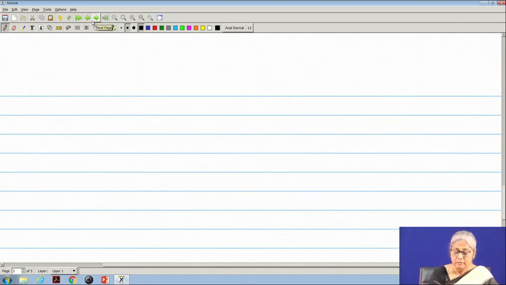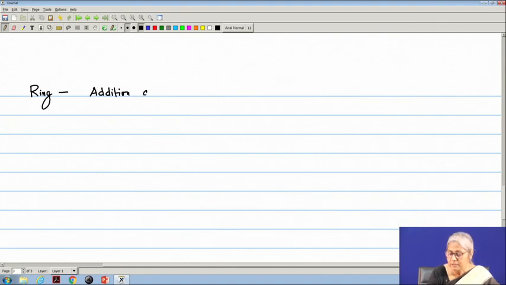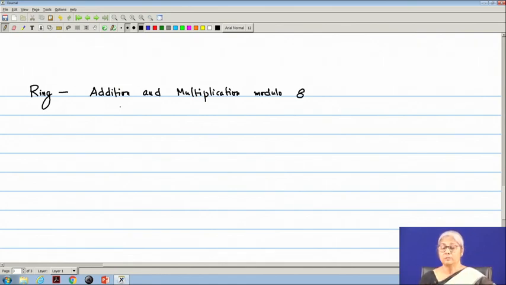So, if we remember, when we studied rings, we took some examples: addition and multiplication modulo 8, one example we have seen. And what we have shown is that under addition and multiplication modulo 8, it is a ring. But when we looked at the operations, we saw that the multiplicative inverse does not exist for all the elements.